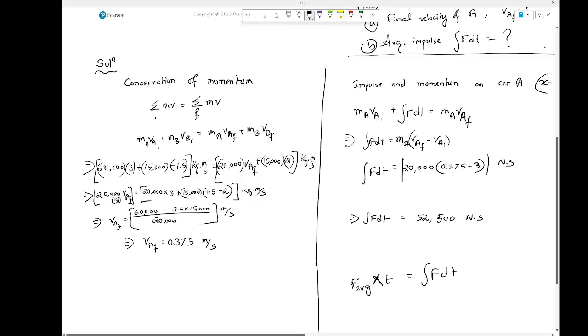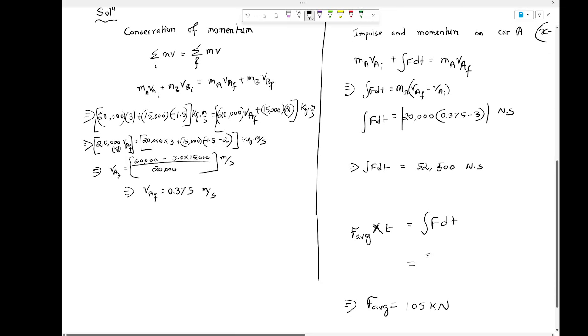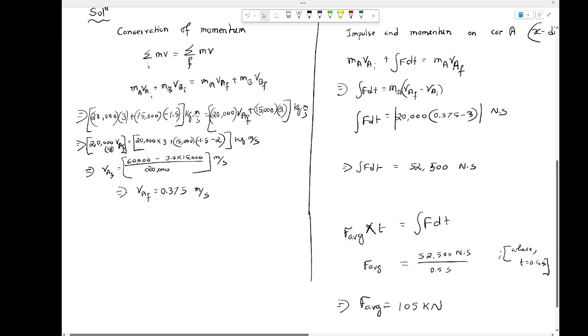Once you have the impact, you should get this value, and then just plug in the value: 52,500 newton seconds divided by t, which is 0.5 second, should give F average. I can put a side note here in case you forgot: t is 0.5 second. And you should be getting this value as 105 kilonewtons, like 105,000.